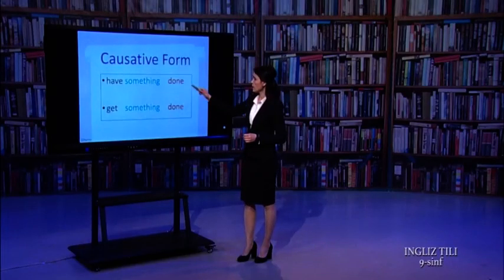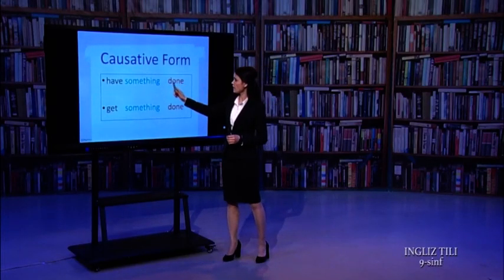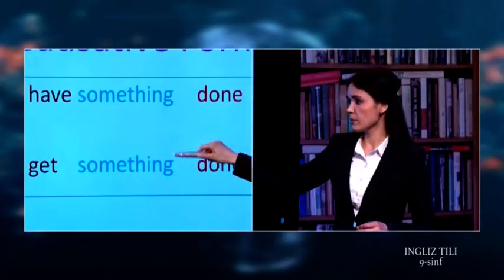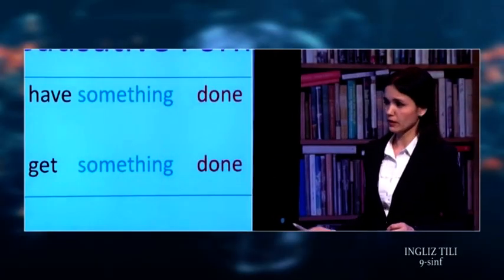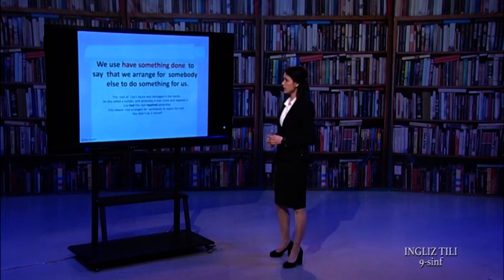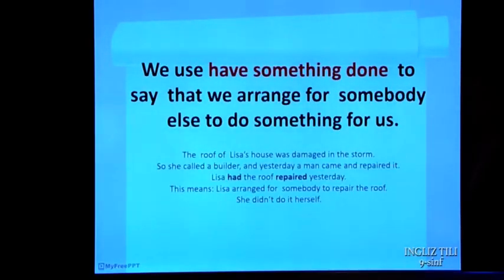Causative form. Except for this form, we have another form, the same as have something done: get something done. But get something done is less formal. We use have something done to say that we arrange, which means plan for somebody else to do something for us. I have one example to clarify this structure clearly.